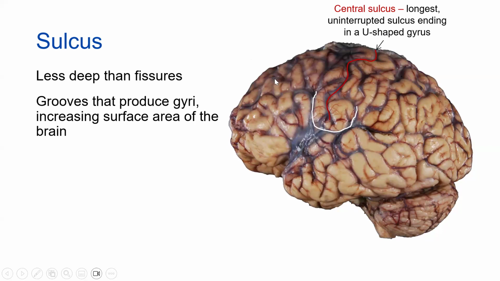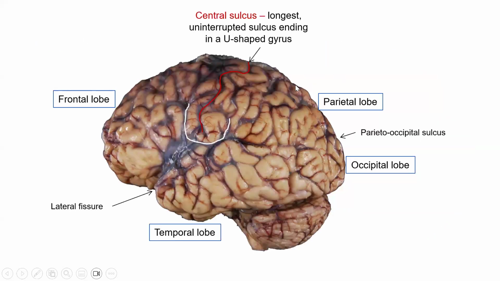Everything anterior to the central sulcus is the frontal lobe, and everything posterior or caudal is parietal lobe. Well, I guess we get to the occipital lobe here, but we'll get into that in a moment. But everything immediately posterior, I suppose, is parietal lobe.